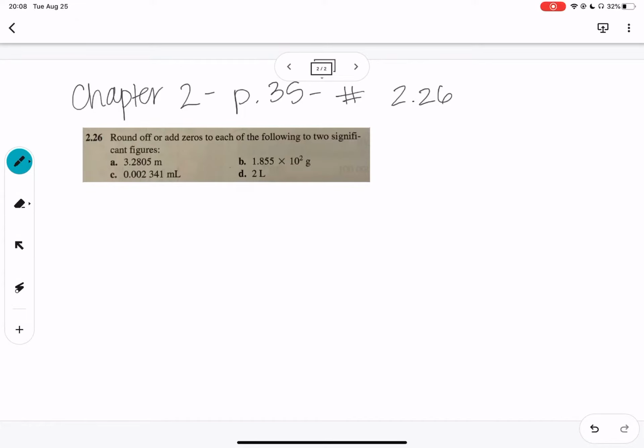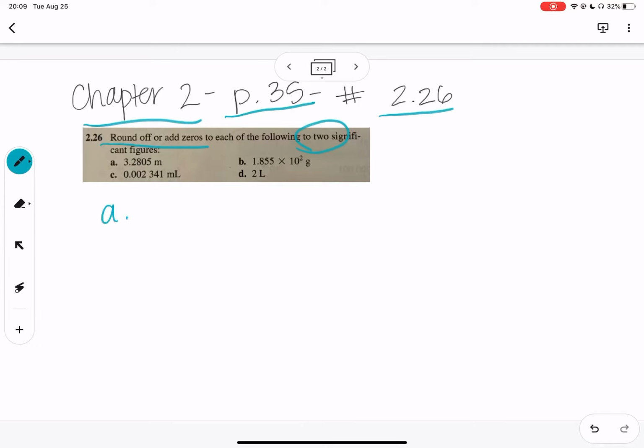Hi Cougars, in this video I'm going to go over question 2.26, which is on page 35 in chapter 2 of your textbook. I took a little picture of the question and stuck it here to make it a little bit easier, but basically what we need to do is round each of these numbers to only have two significant figures. So round or add zeros to make each of these two significant figures.